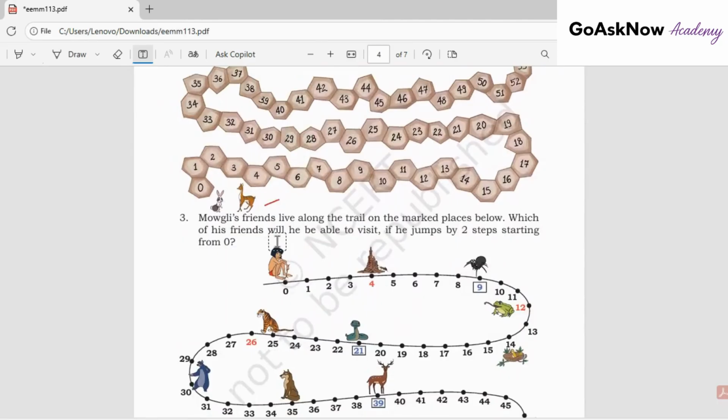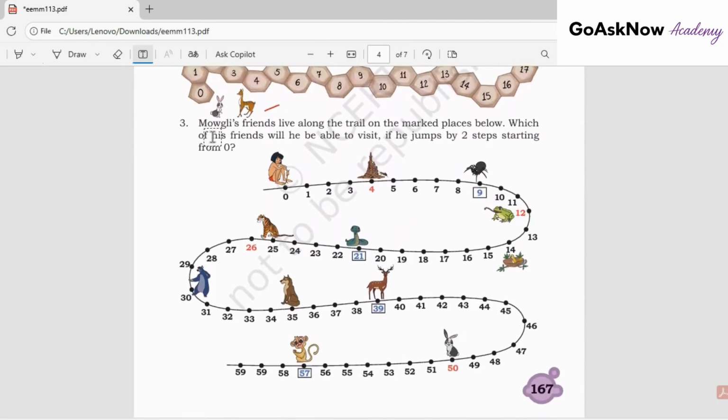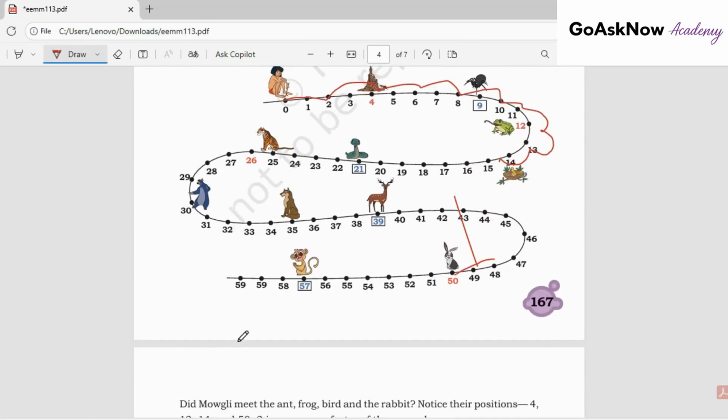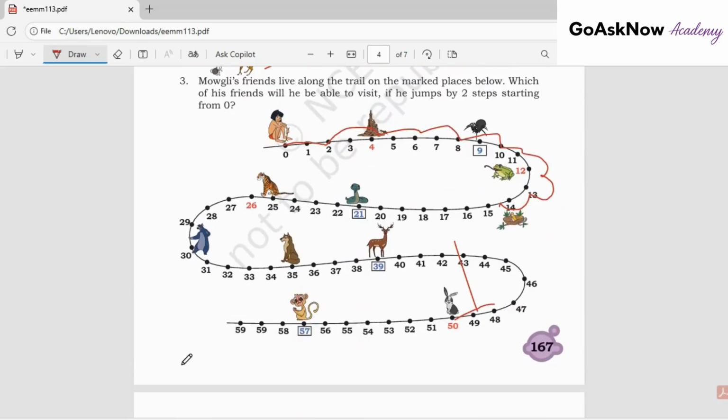It will reach 66. Then the third question: Mowgli's friends live along the trail on the marketplace below. Which of his friends will he be able to visit if he jumps by 2 steps starting from 0? 2 steps means 2, 4, then he will travel 6, 8, 10, 12. Frog he will meet, and at 14 he will meet the bird. Then coming to this one, he will meet the rabbit. These are the friends he will meet while visiting on 2 steps.